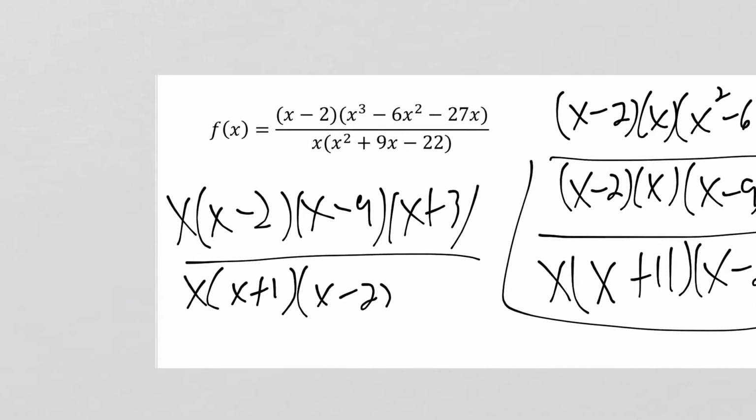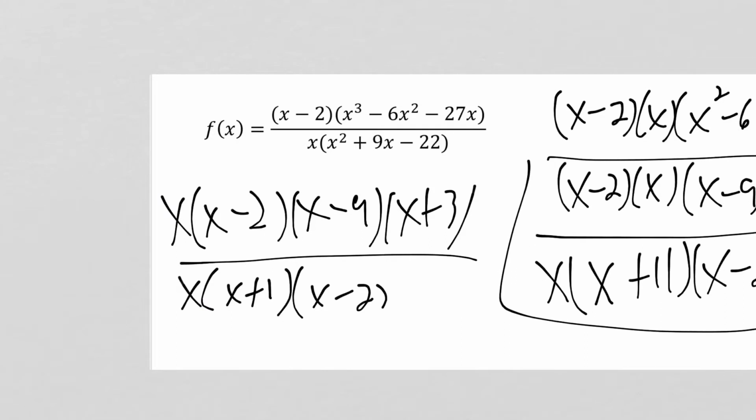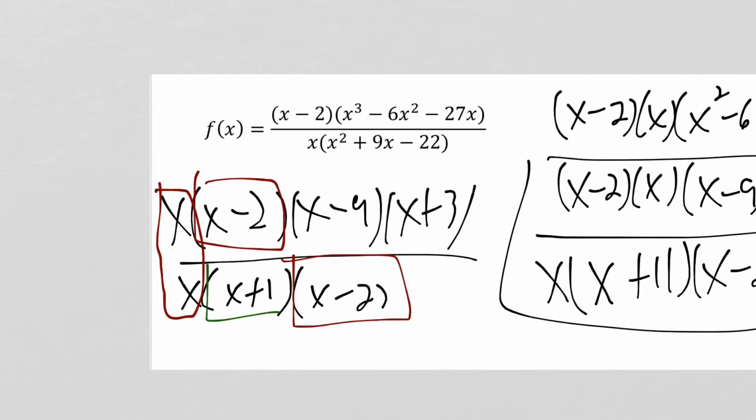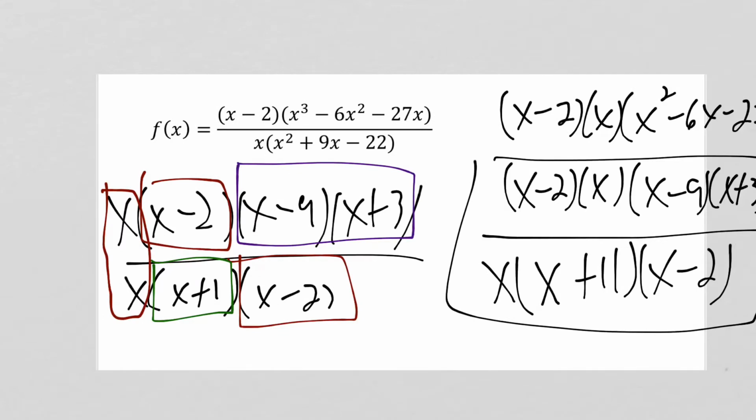So then let's kind of code these. We see we have a matching factor of x in the numerator and denominator. We also see we have an x minus 2 and an x minus 2. And then x plus 11 is only in the denominator. And then we have x minus 9 and x plus 3 only in the numerator.